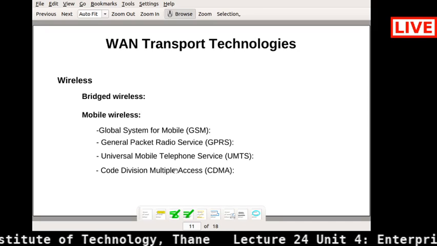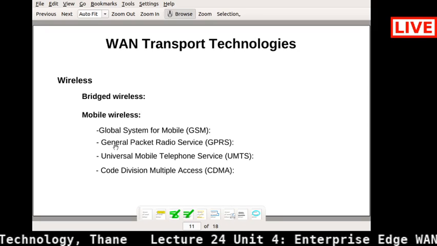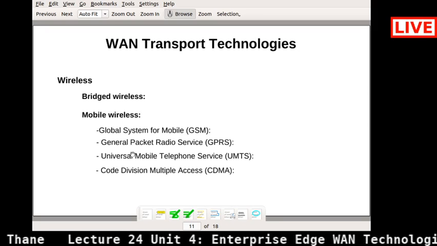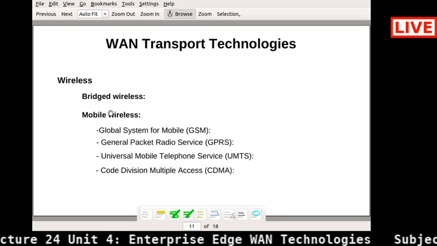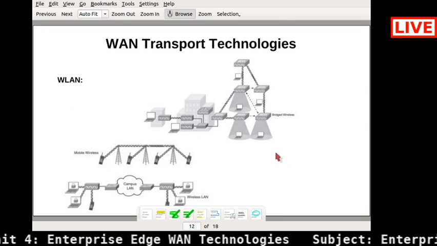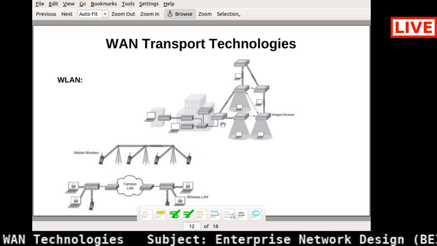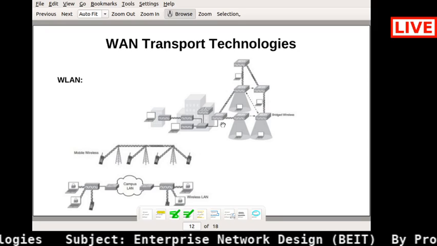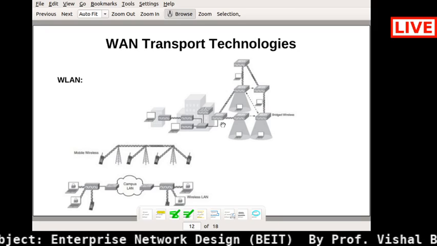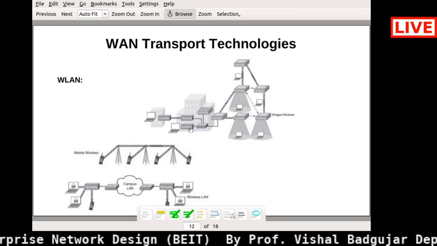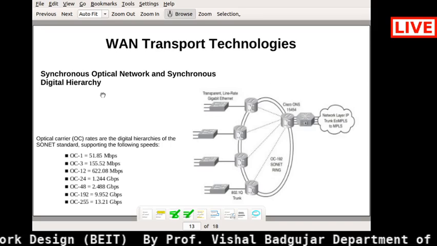So this is nothing but the CDMA also, right? So these are some of the mobile wireless transport technologies, if you are concerned with the wireless technologies. Then if you see this particular WAN, WLAN, there are different bands and different speeds it supports.